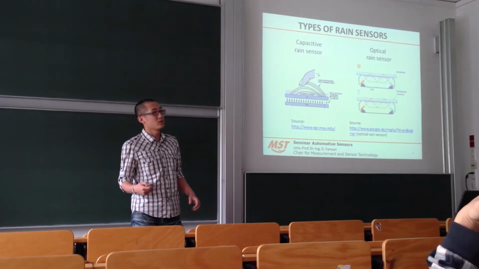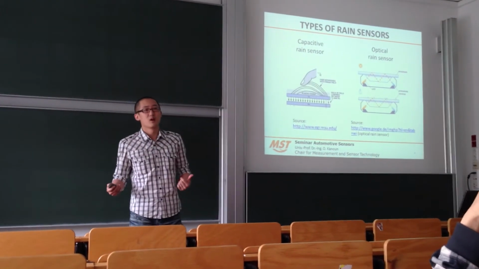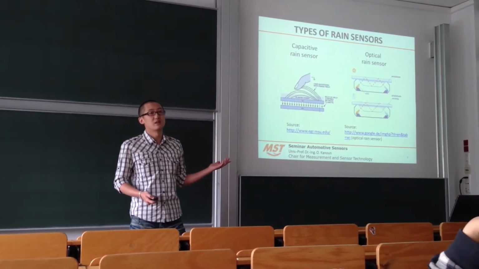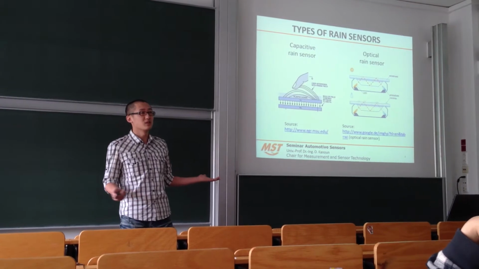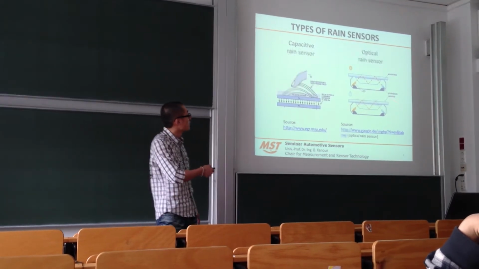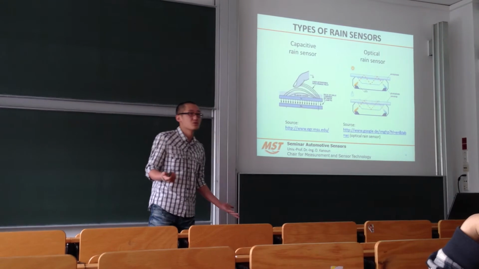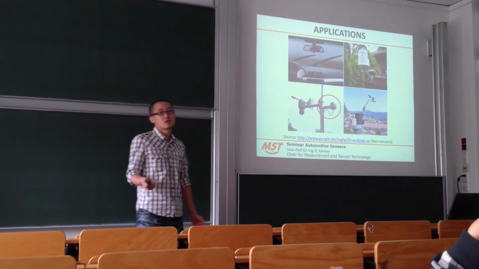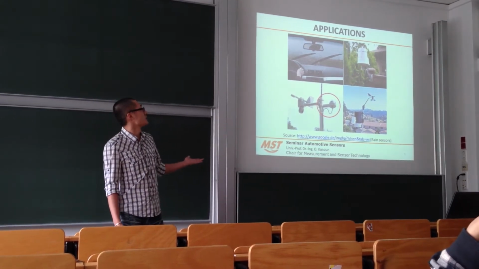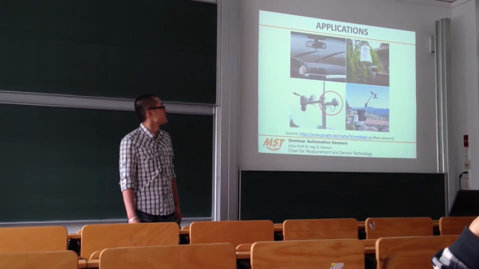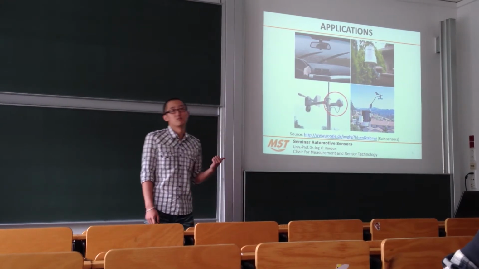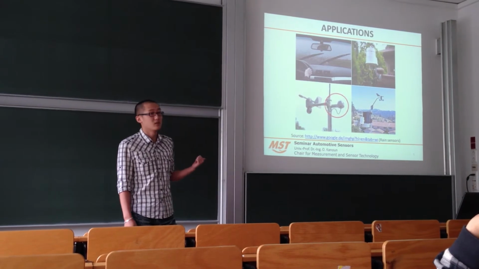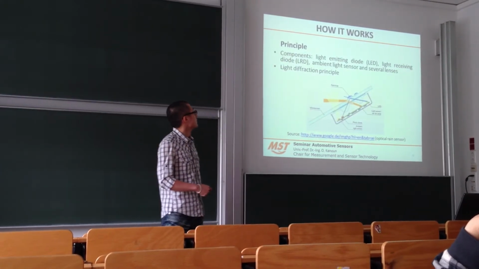Nowadays, there are two main types of rain sensor. As you see, one is the capacitive rain sensor, and the other is the optical rain sensor. Personally, I'm very interested in the optical rain sensor, that's why I chose to introduce it to you. There are many applications of rain sensors, like rain perception, measurement of rain force, irrigation control, and humidity control. So, how does it work?